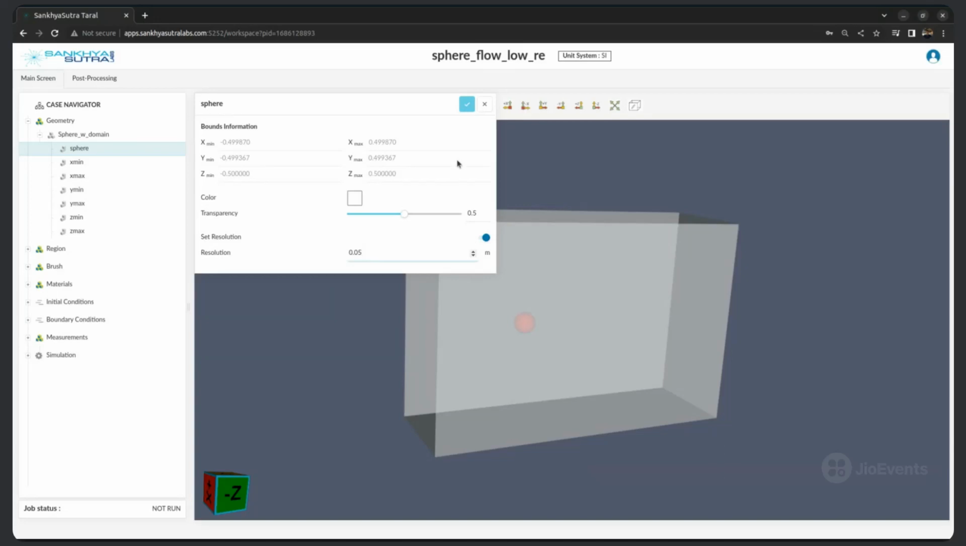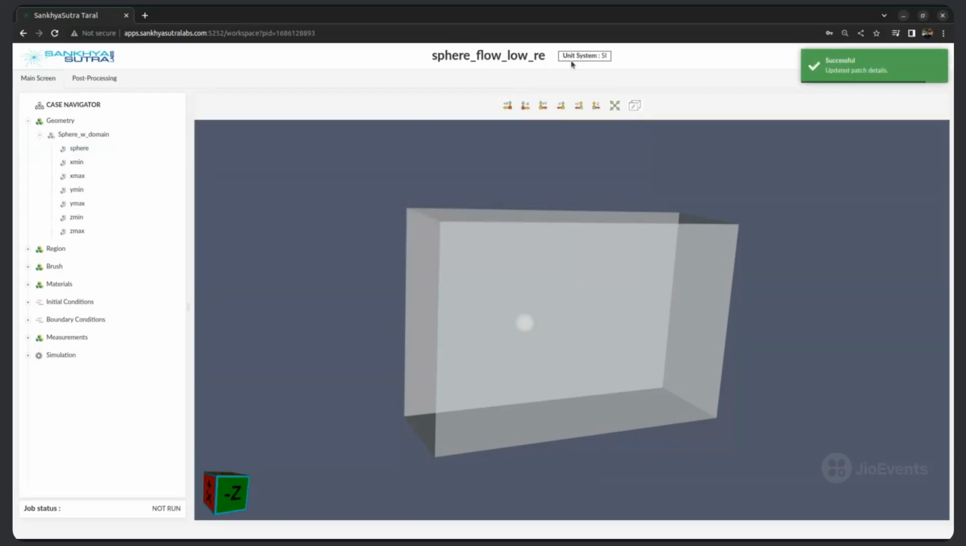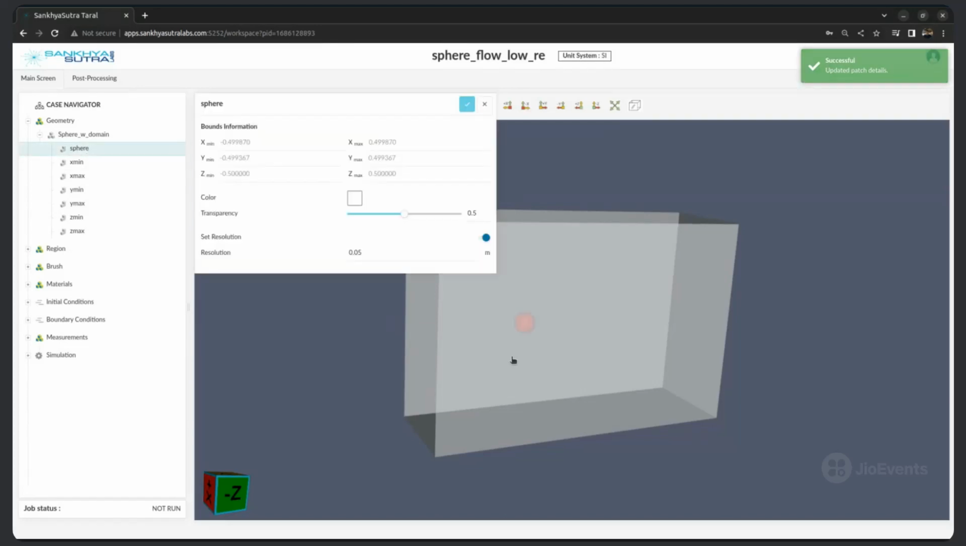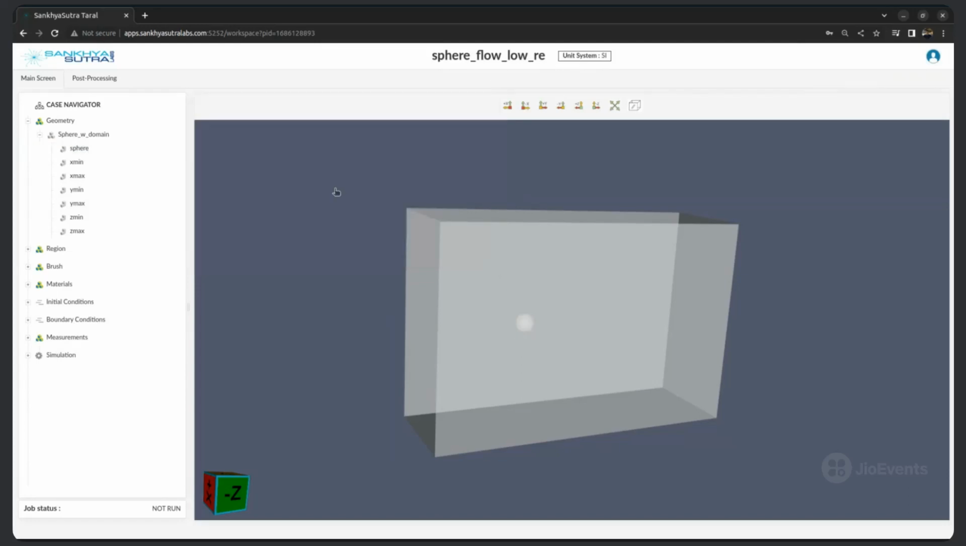All the quantities that you enter in this GUI are going to be in SI units. And that's also displayed here. Unit system is SI. So the sphere surface is the only surface where I want to set the resolution, and I've done that. And you have controls to basically change the display properties like color and transparency and stuff.